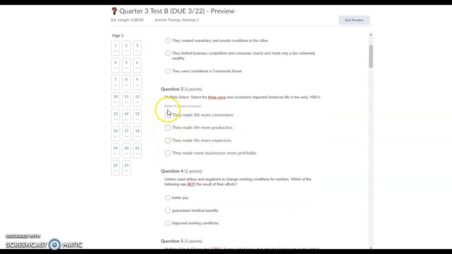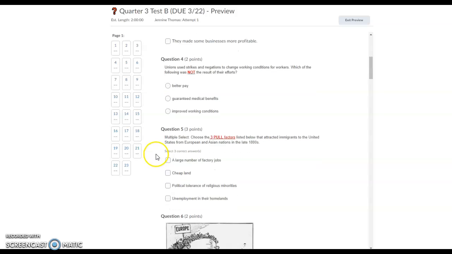Question number 3, multiple select. Select 3 ways new inventions impacted American life in the early 1800s. They made life more convenient. They made life more productive. They made life more expensive. They made some businesses more profitable.